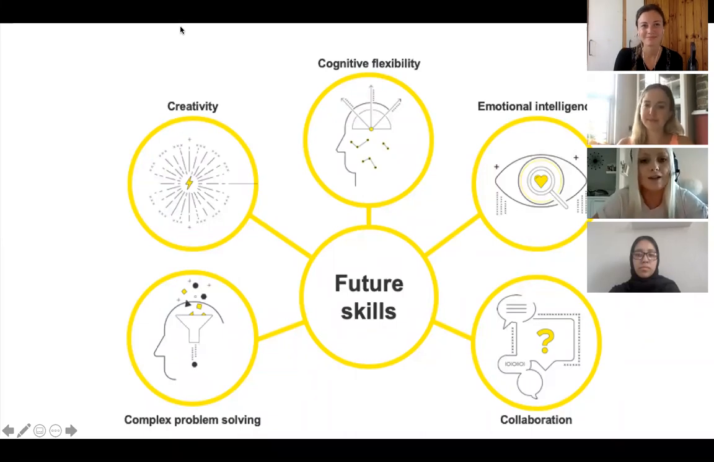Now, I've put this on the screen because I think it's really relevant to the exercise that we're going to do together. So I just wanted you to be mindful of these 5 key skills when you're thinking about the exercise that we're going to do.